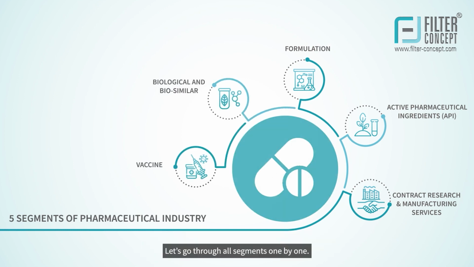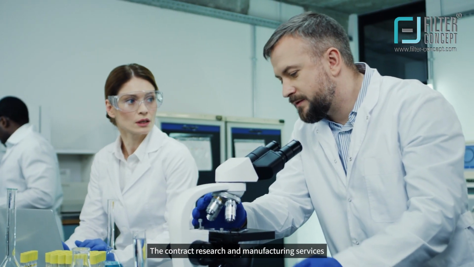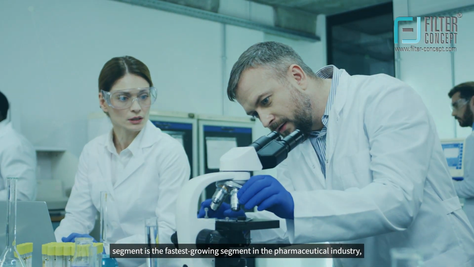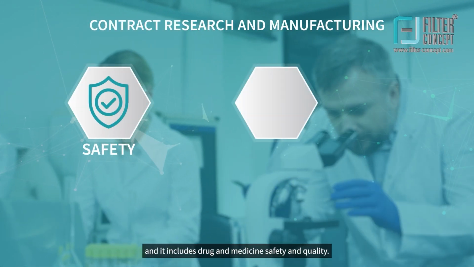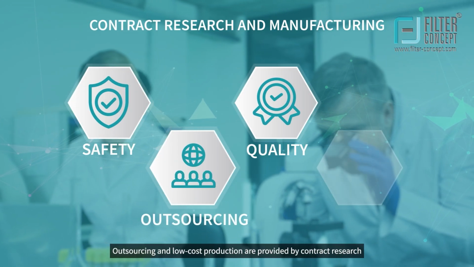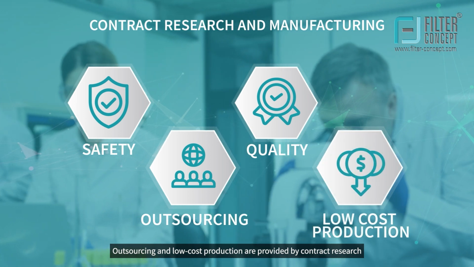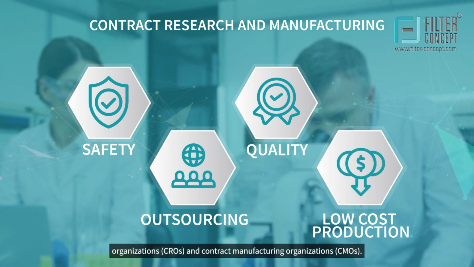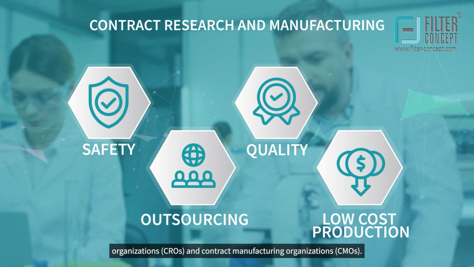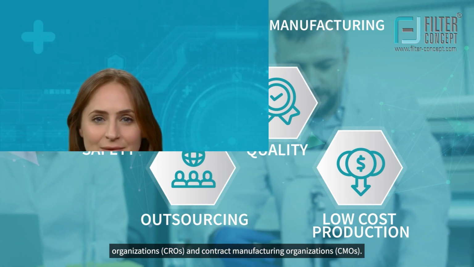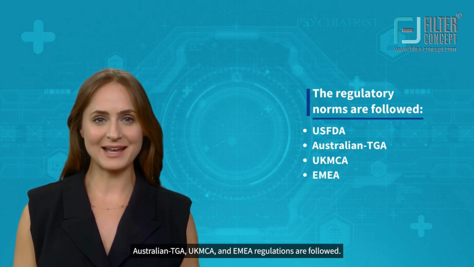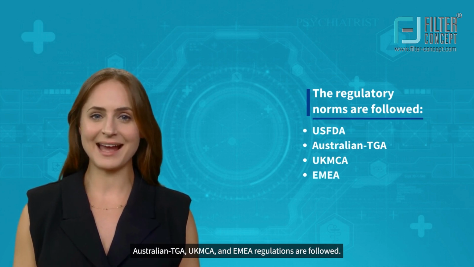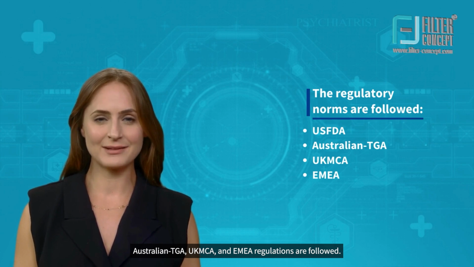Let's go through all segments one by one. The contract research and manufacturing services segment is the fastest growing segment in the pharmaceutical industry, and it includes drug and medicine safety and quality. Outsourcing and low-cost production are provided by contract research organizations, CROs, and contract manufacturing organizations, CMOs. They examine drug quality and whether US FDA, Australian TGA, UK MHRA, and EMEA regulations are followed.